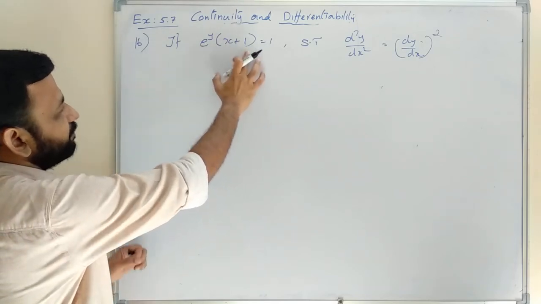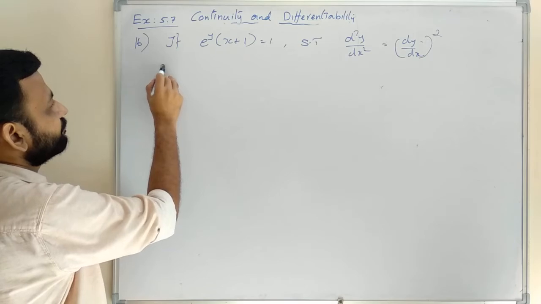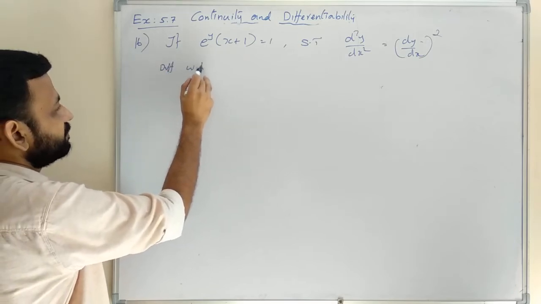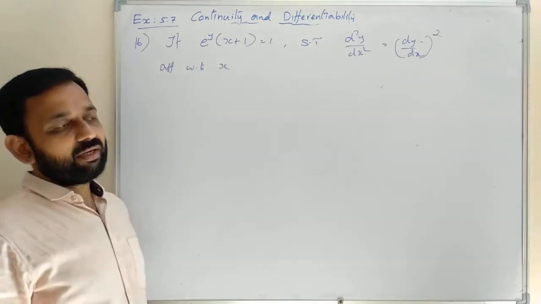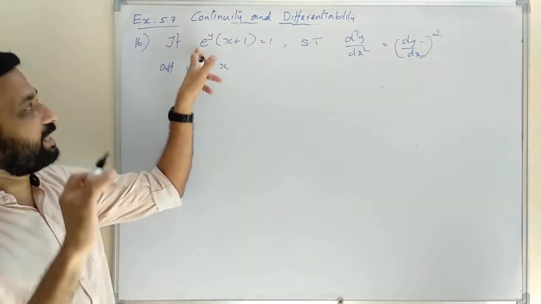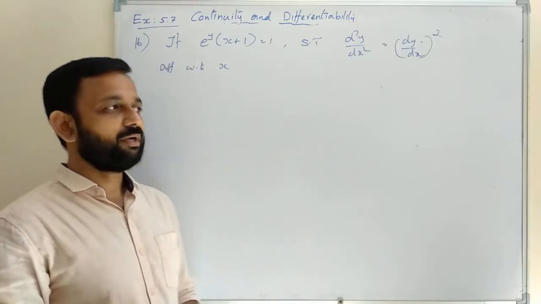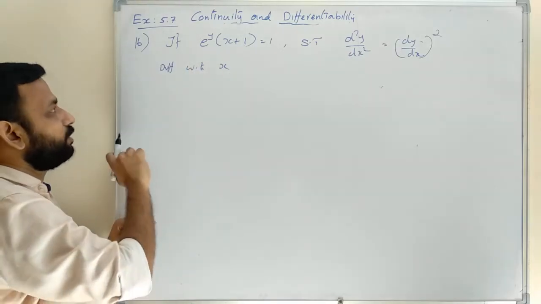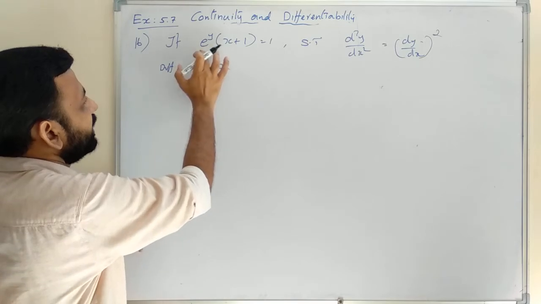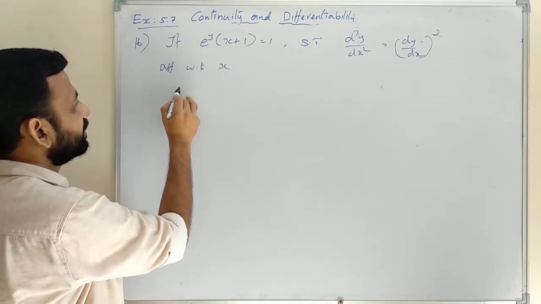e raised to y into x plus 1 equal to 1. So we can differentiate this expression with respect to x. Here we can apply the product rule. We can take e raised to y as the first function and x plus 1 as the second function, or we can open the bracket and then do it. Anyway, here I am taking e raised to y as the first function, x plus 1 as the second function.